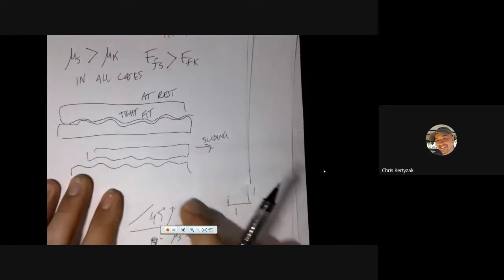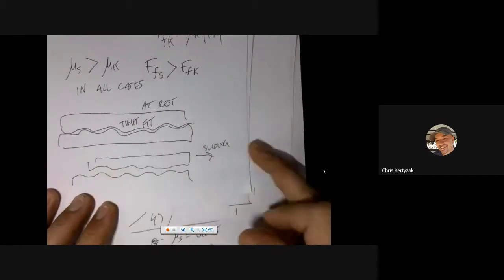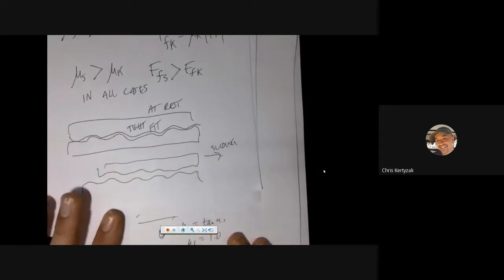Sliding friction is therefore always less than static friction because the bumpy effect is not as strong an effect as the tight fit effect, if that makes sense.